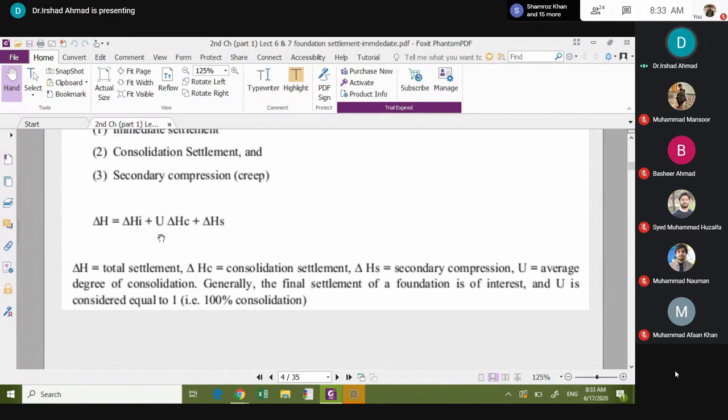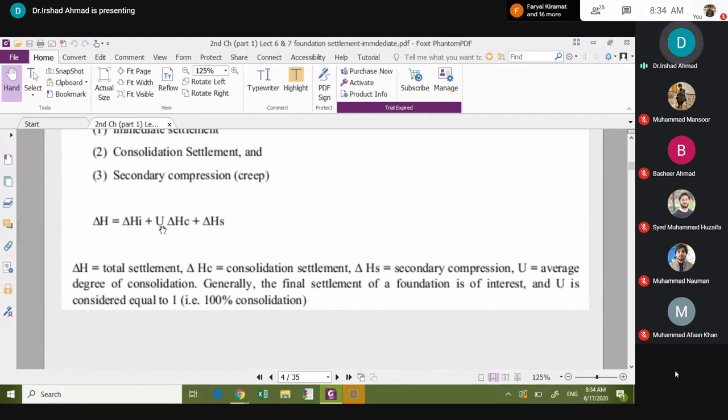So whenever you want to find delta H, you have to find delta HI, which is immediate settlement, delta HC, consolidation settlement, and delta HS, which is secondary compression. Add them up and you will get delta H. U is usually taken equal to 1, because engineers are interested in the final settlement of the foundation.